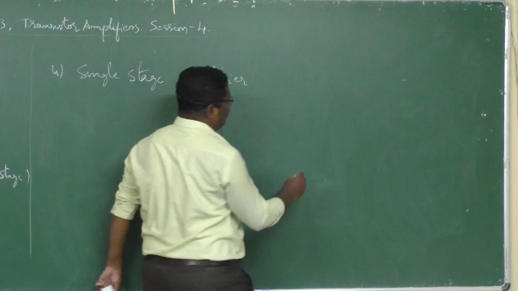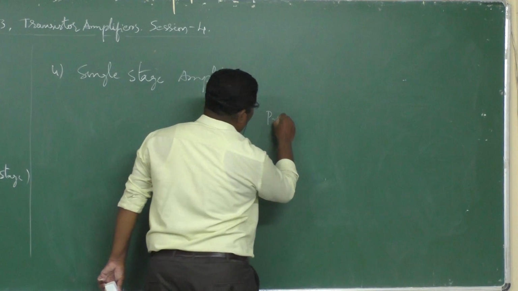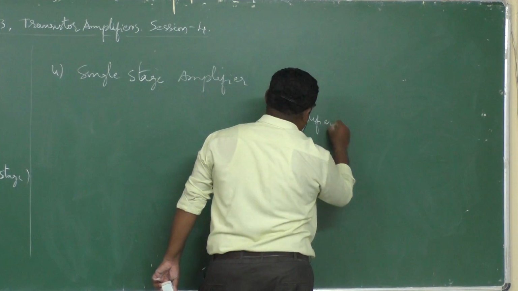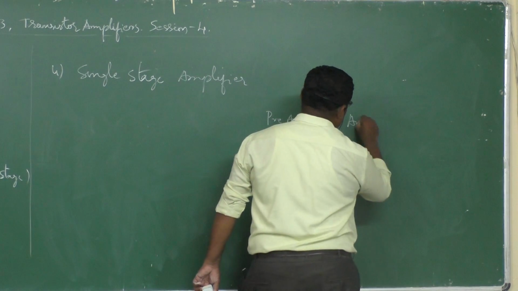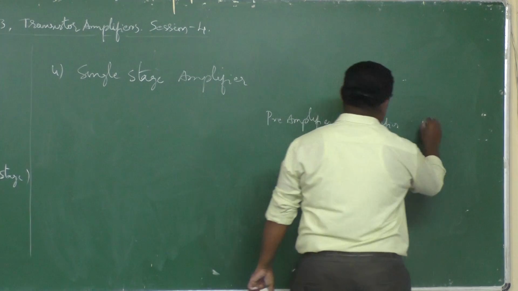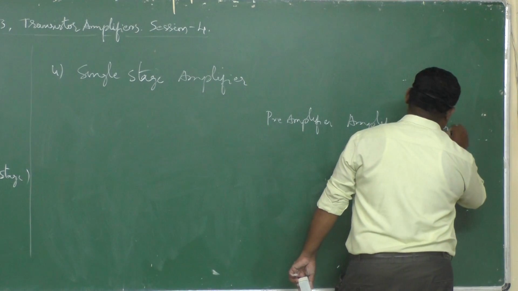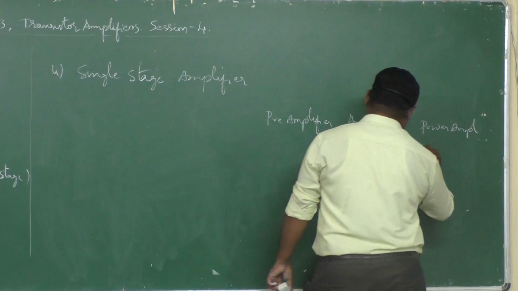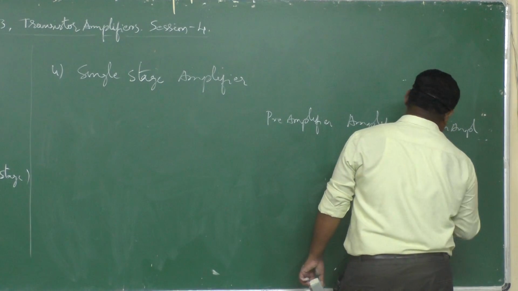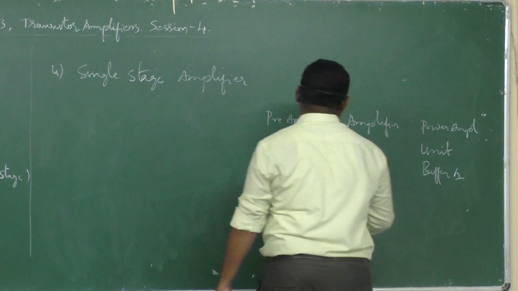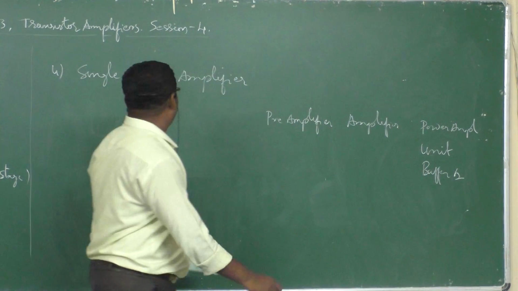So we have so many stages. We have preamplifier, amplifier, and then power amplifier, or unit amplifier, or buffer amplifier. So like this, we can categorize the amplifiers in different ways.